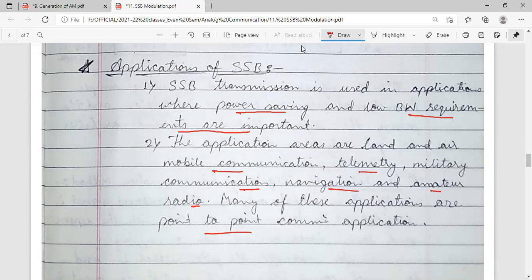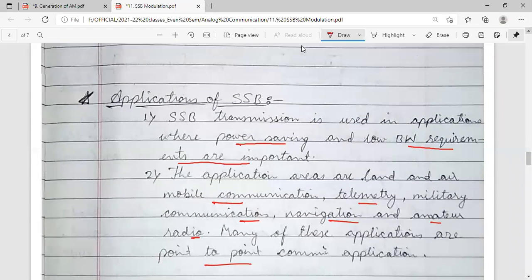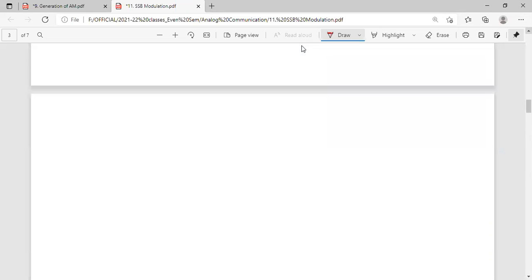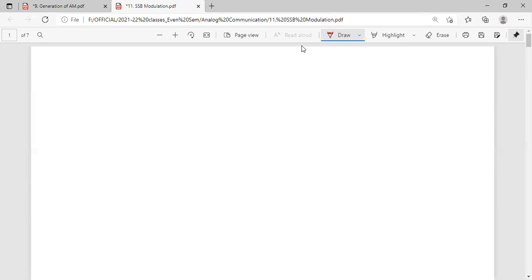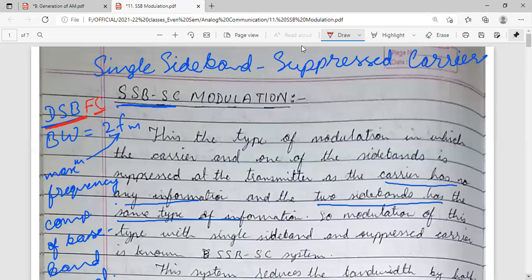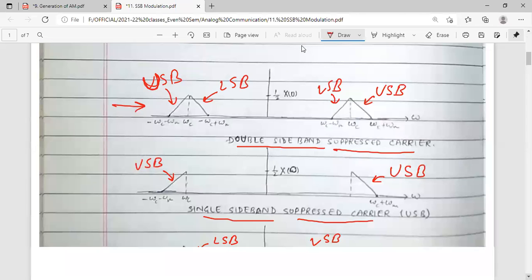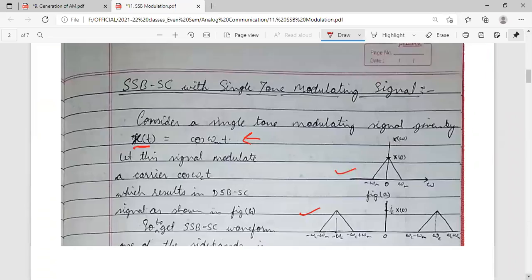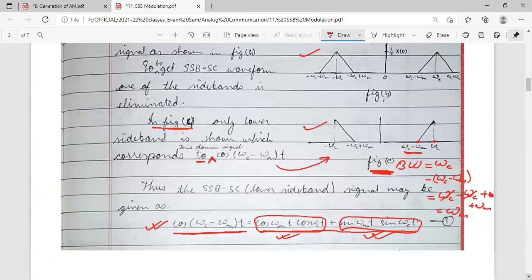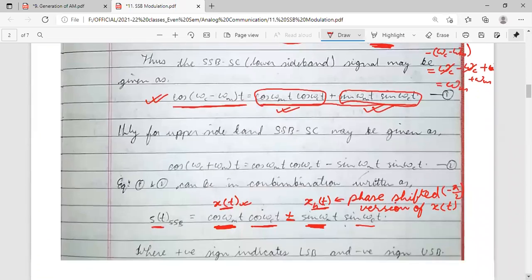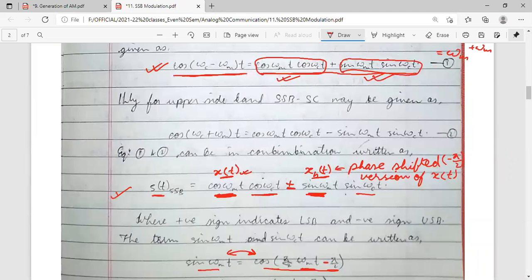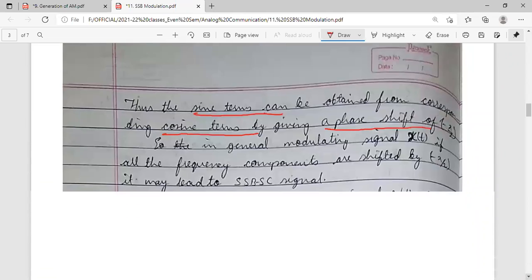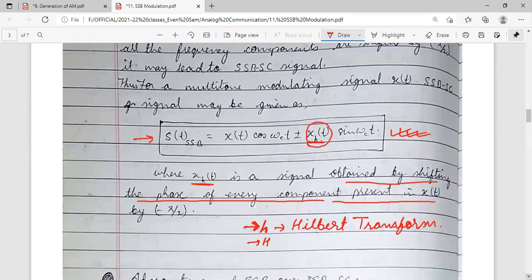Okay, so this is all about the SSB modulation. So we have seen what is SSB modulation and the simple expression, where we are interested in either the upper sideband or the lower sideband. So we have got the expression as this, and we have seen the advantages, disadvantages, and the applications of SSB.